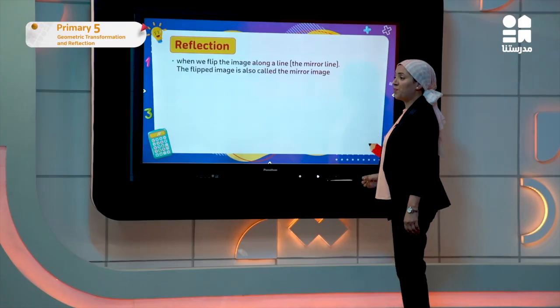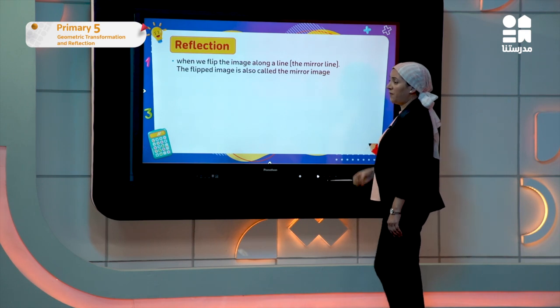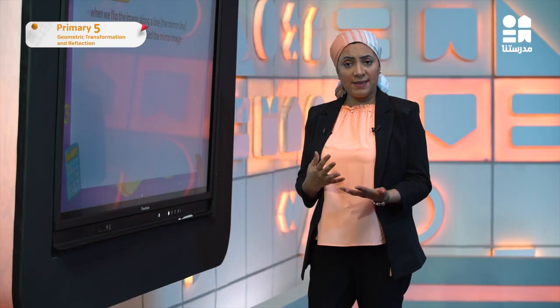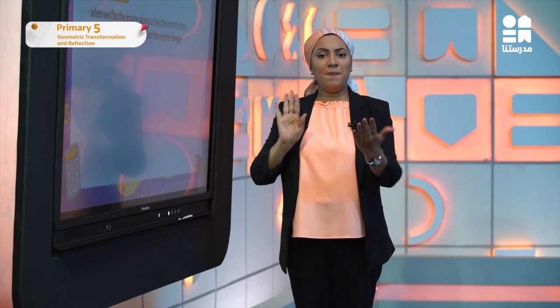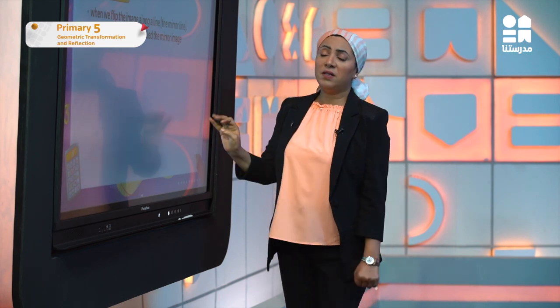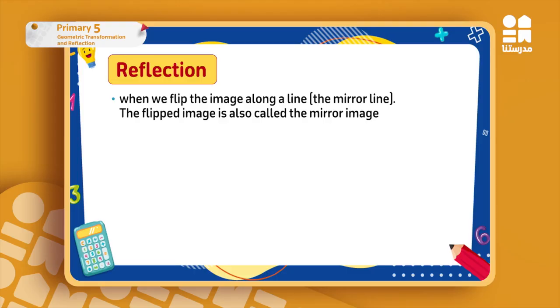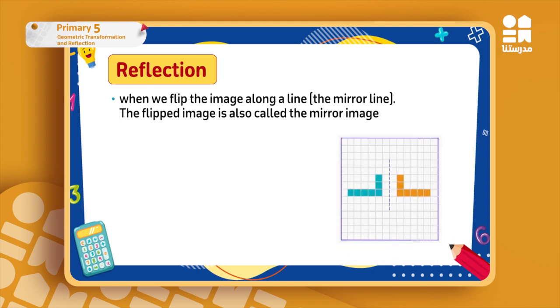So here, the first way to transform a geometric figure is reflection. Reflection means mirroring. When I stand in front of the mirror, I see myself on the other side, as if there were two of me standing facing each other. This is exactly what happens here. When we flip the image along the mirror line, it is as if the shape is standing in front of a mirror. The flipped image is also called the mirror image.